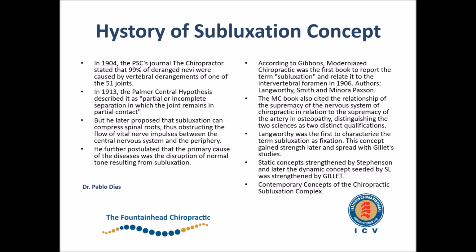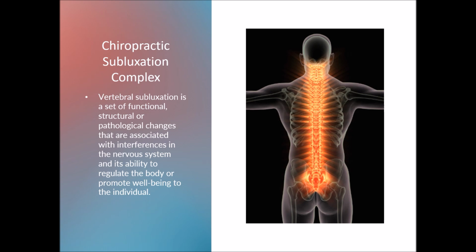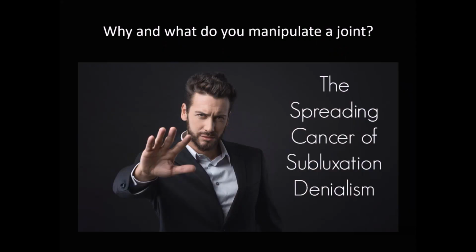came his pupil Leonard Fay, and it's a very interesting timeline history, and we must know today that the chiropractic solution complex, a vertebral solution, is a set of functional, structural, pathological chains that are associated with interference in the nervous system and its ability to regulate the body or promote well-being to the individual. And this is very important because if you cannot accept that there is a subluxation, then what do you manipulate in the joint? What do you manipulate if there is no subluxation?